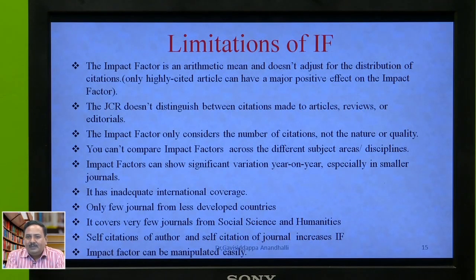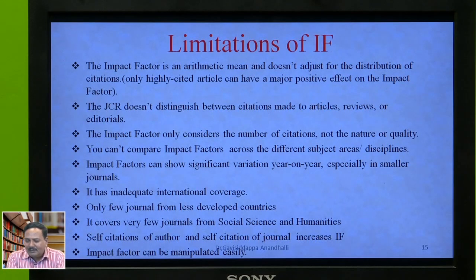It can only take 2 years of data. Based on citations, we just calculate the impact factor. Therefore, you may get citations for positive as well as negative articles. It never bothers about the quality of the journal. If you get citations for negative articles also, your impact factor will go high. The JCR does not distinguish between the citations made to articles, reviews and editorials. A Journal Citation Report doesn't make any distinction whether you are getting the citation for an article, a review or an editorial. Simply you are getting it, and it doesn't make any differentiation.